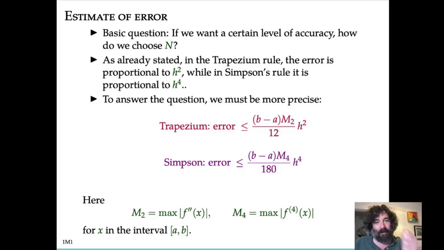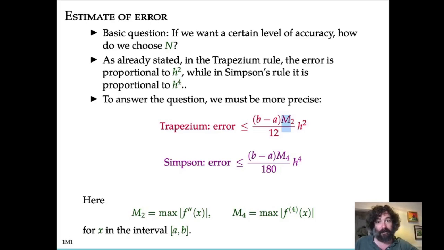If we want to be more precise, and to get an estimate that we can actually use to say how large n should be for a given error, we need some kind of estimate for how large the error is. And these estimates are shown here. There's one for the trapezium rule and one for Simpson's rule. And what they both say is that the error is bounded by this quantity on the right. So b and a are the two limits in the integral. The definite integral is from a to b.